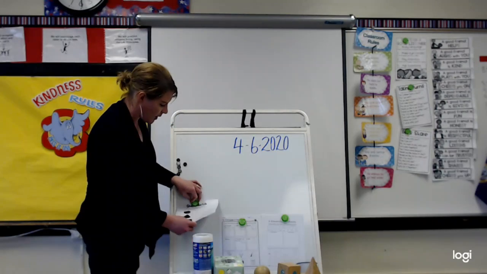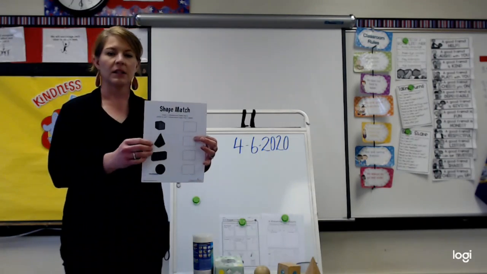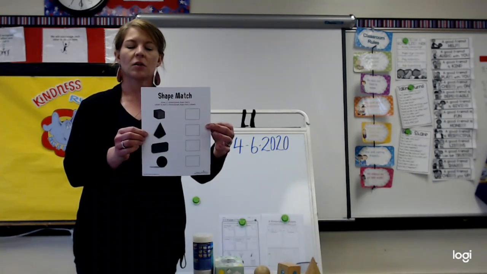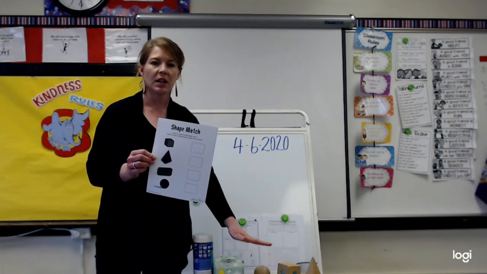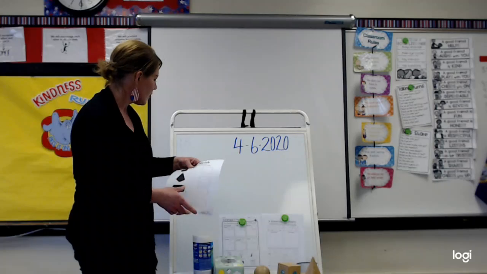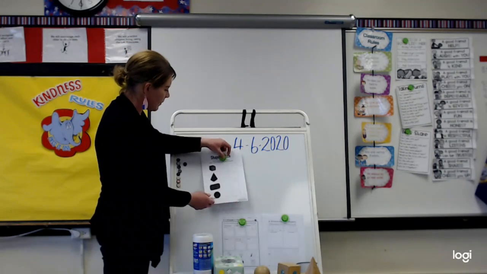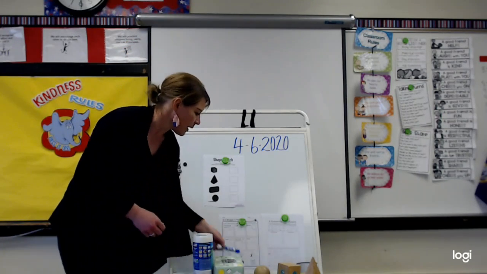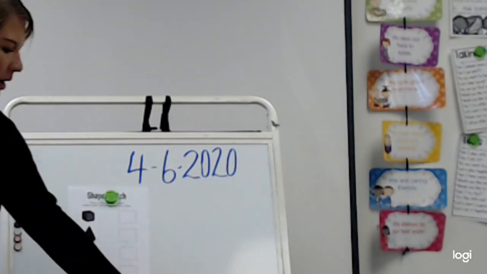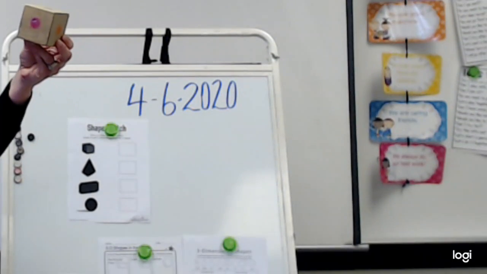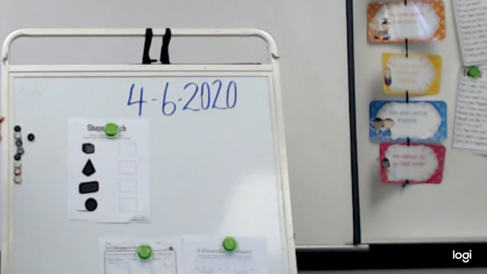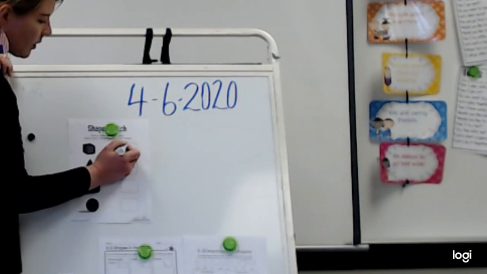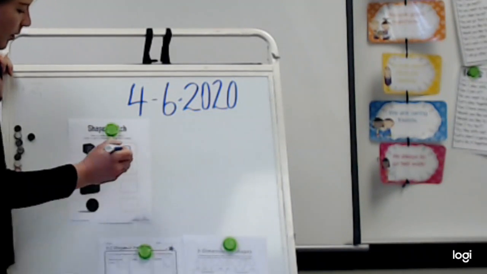Our first one, it says the shape match. So we're going to do, like we did, we're going to compare the 3D shapes and the 2D shapes. So we're going to put that up on the board. Okay, and just like we did, we looked at the cube. The cube is the 3D shape. What is the 2D shape that goes with it? The flat shape, it is the square. So you're going to make a square in that box.